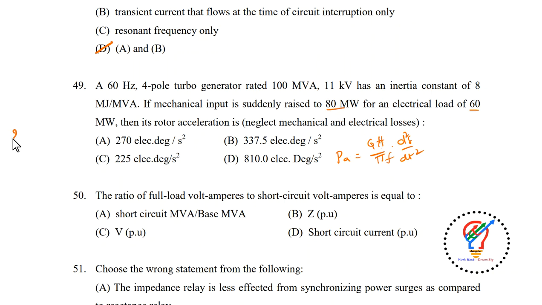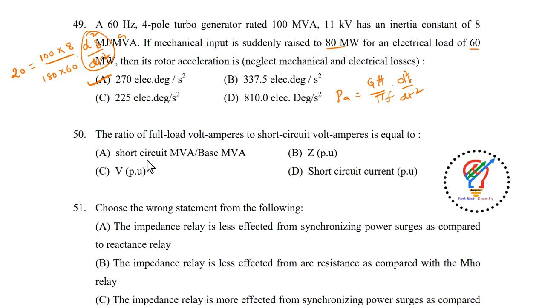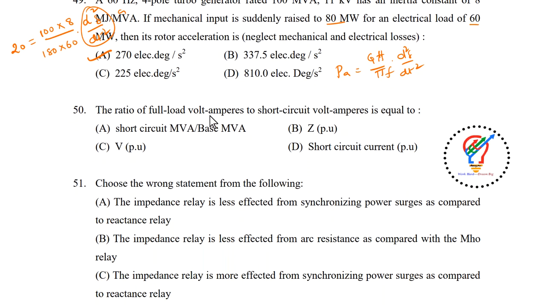So I'll write here, 20 is equal to G value is 100 MVA into H value is 8 divided by pi value, which is 180, frequency 60, into this acceleration, d square delta by dt square, which I can write as acceleration A. So substituting this value, we get the answer as 270 electrical degrees per second square. So the answer is A. Next one, the ratio of full load volt amperes to the short circuit volt amperes is equal to Z per unit.